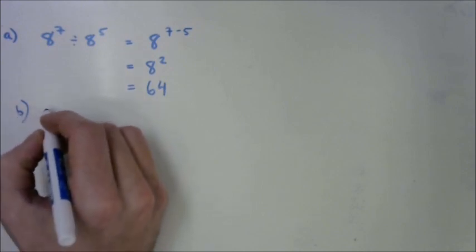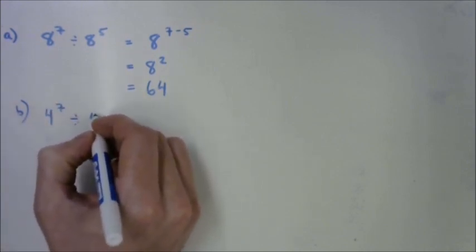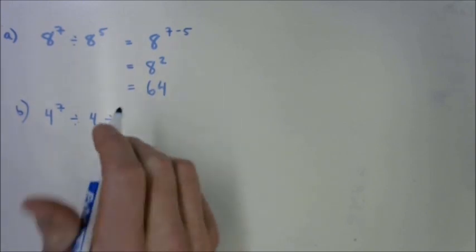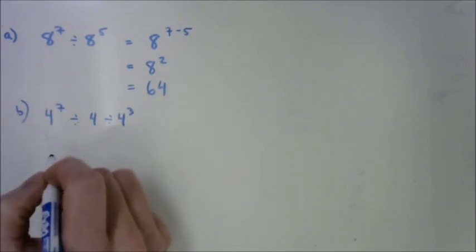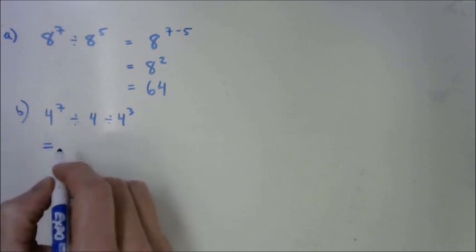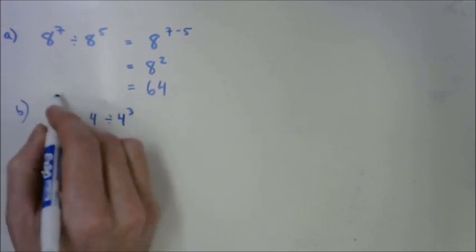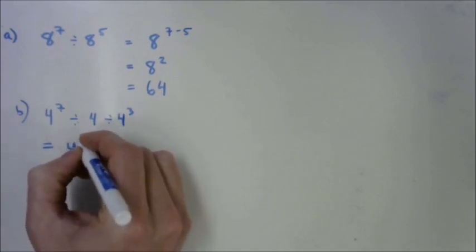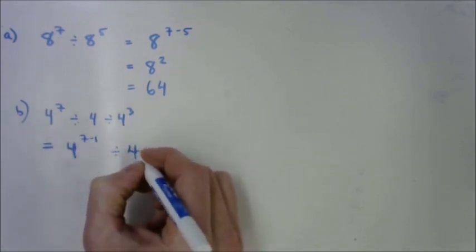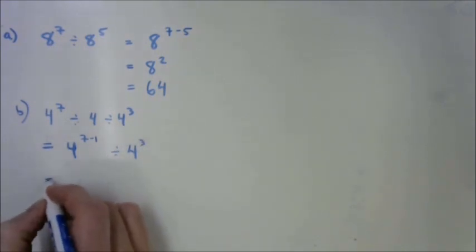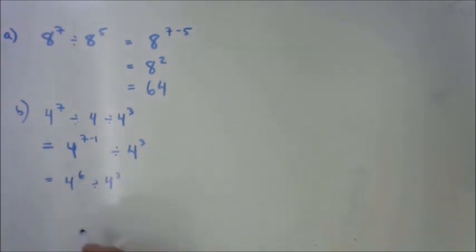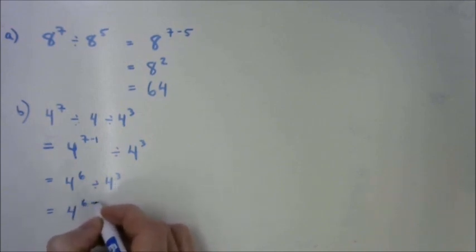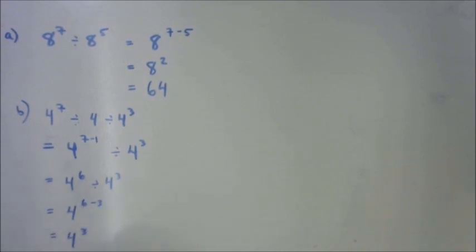B says 4 to the power of 7 divided by 4 divided by 4 to the power of 3. Now in this one, we just divide in order from left to right. So we're going to do this in two steps. We're going to take just the first set, and we're going to say that's 4 to the power of 7 minus 1. And then we're still going to divide by 4 to the power of 3. So here we've got 4 to the power of 6 divided by 4 to the power of 3. Then we're going to apply the same rule again. That's 4 to the power of 6 minus 3, which is 4 to the power of 3, which is 4 times 4 times 4, that's 64.